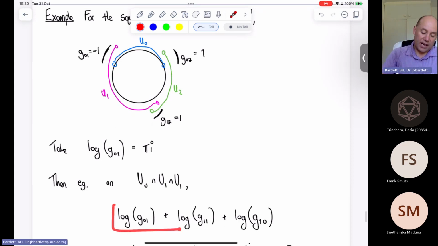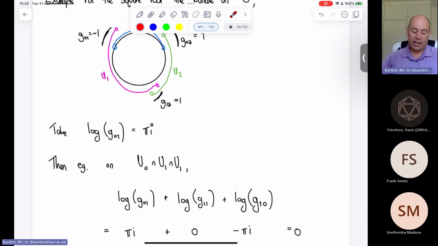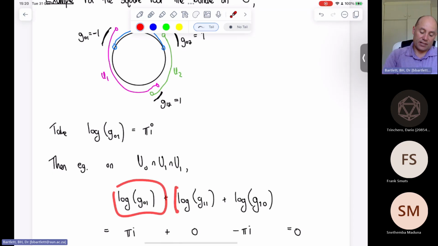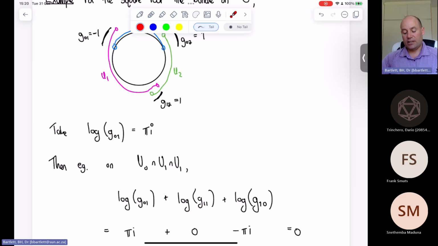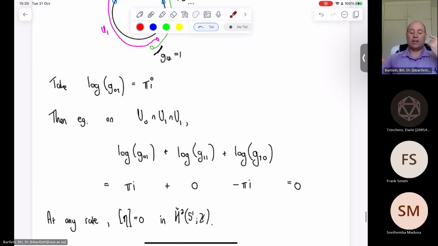But anyhow, I'm supposed to add these things together, and I'm going to get some integer multiple of 2πi. So this guy is πi, this guy is 0, and this guy is minus πi. So adding them together, I get 0. In a more complicated example, I might get 5 times 2πi, something. Then that 5 would be my integer n that I'm going to attach to this triple intersection. In any event, you'll agree with me that the Čech cohomology class that I've calculated here is 0. It's because in fact, as a cycle, it's 0. So its equivalence class is also 0.